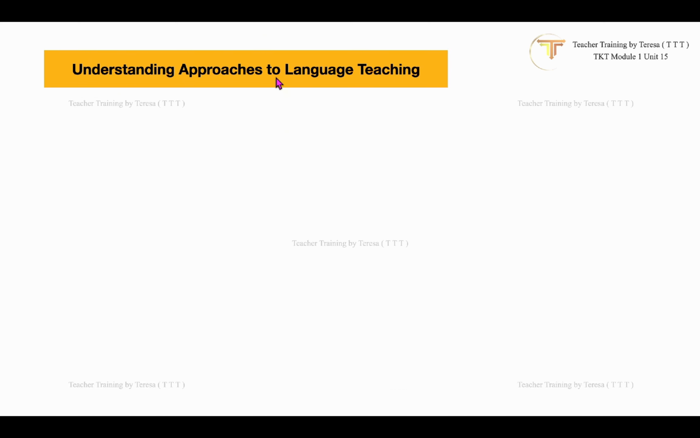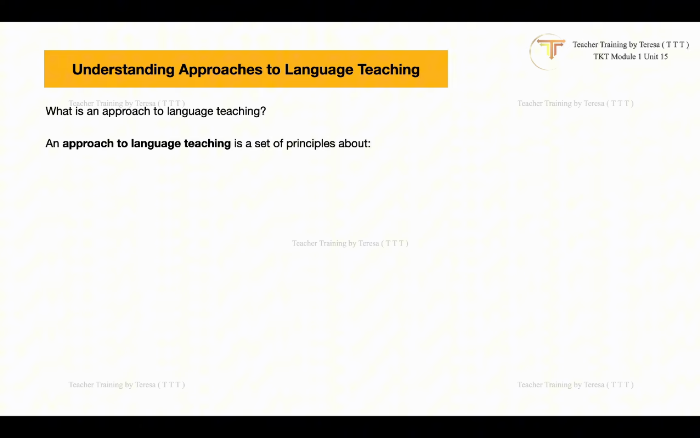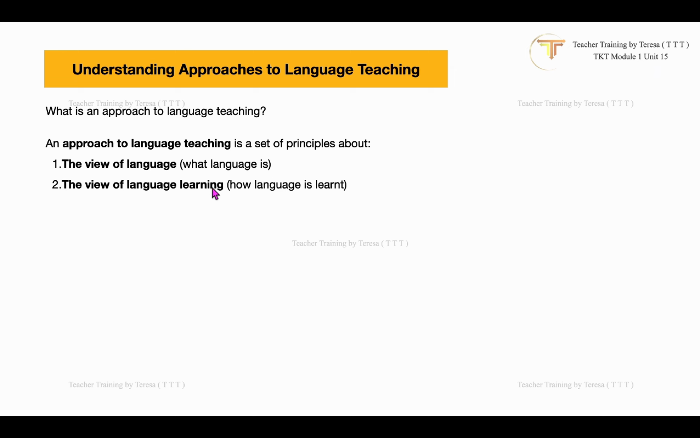Understanding approaches to language teaching. What is an approach to language teaching? An approach to language teaching is a set of principles about the view of language, what language is, the view of language learning, how language is learnt, and classroom practices, how teaching is carried out.